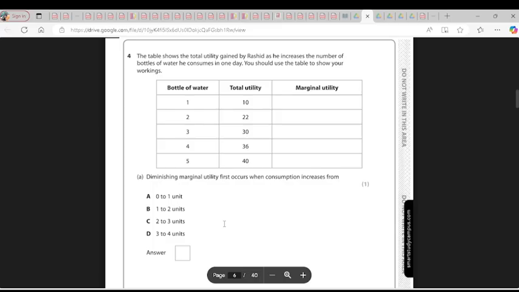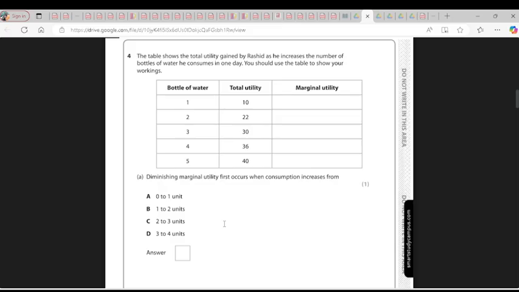The table shows... I did not answer question 4, okay, I will explain it anyway. The table shows the total utility gained by Rashid as he increases the number of bottles of water he consumed in one day. You should use the table to show your workings.